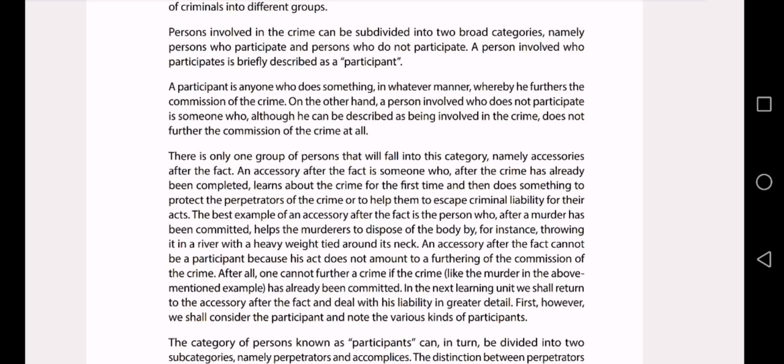A participant is anyone who does something in whatever manner whereby he furthers the commission of the crime. On the other hand, a person involved who does not participate is someone who, although he can be described as being involved in a crime, does not further the commission of the crime at all.